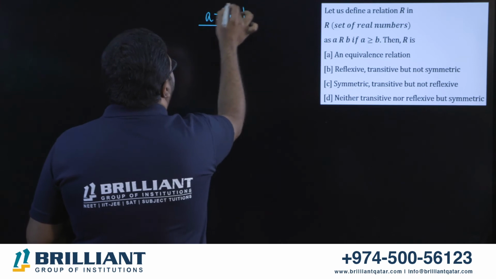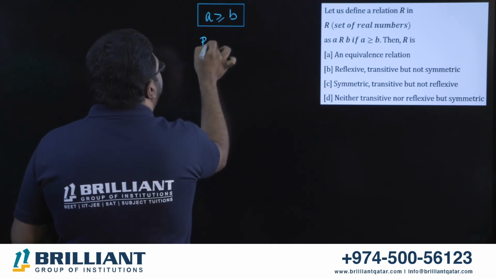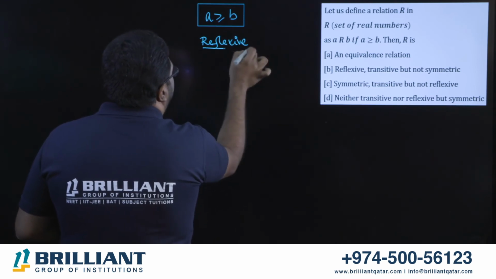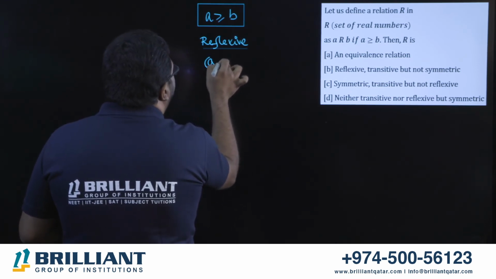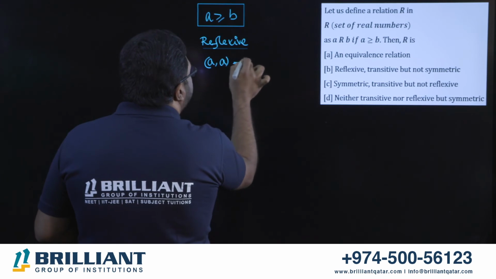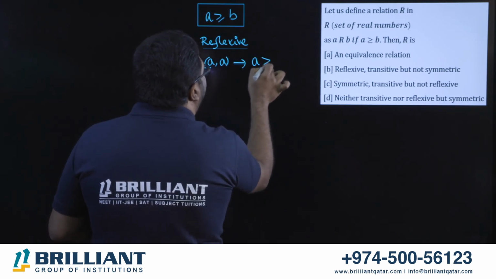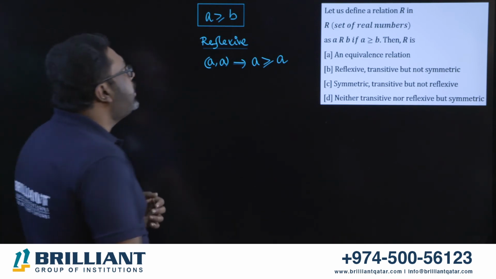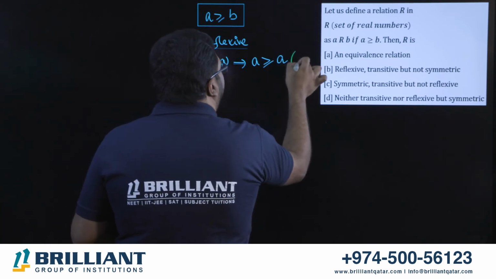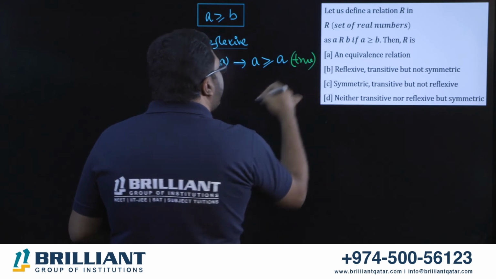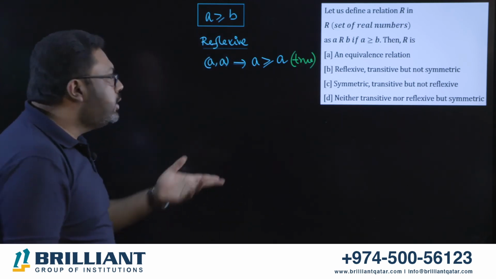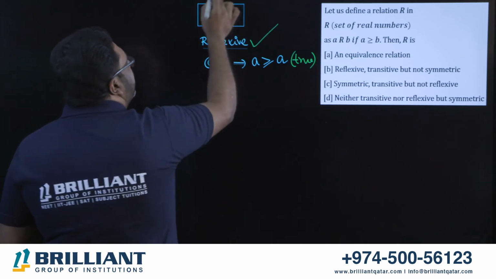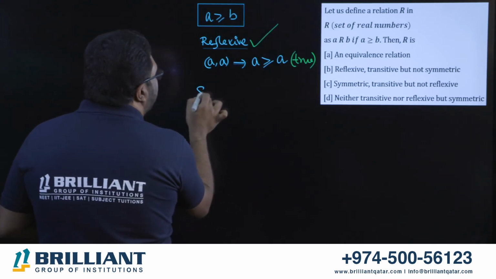Let's look at the condition for reflexive. What is meant by reflexive? Ordered pair (a, a) implies a is greater than or equal to a. Is it true or false? Obviously true. a is equal to a. It's a true statement. So it is reflexive. Let's think about symmetric now.